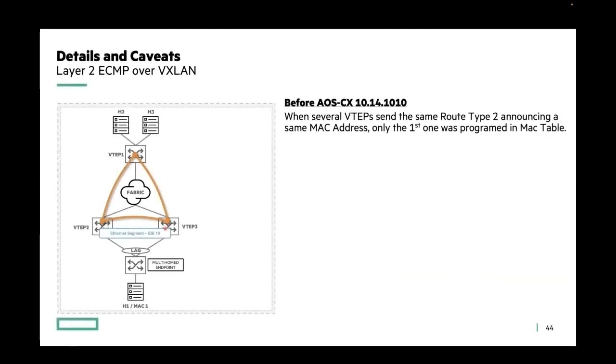So that was for multi-homing. Now let's move forward with a complementary topic, which is layer 2 and layer 3 ECMP over VXLAN. Let's start with layer 2 ECMP over VXLAN. Before AOS-CX 10.14, 10.10, when several VTEPs sent the same RT2 advertising the same MAC address, only the first one was programmed into the MAC table. This behavior was not compatible with the MAC aliasing capability that we just covered in the previous chapter.